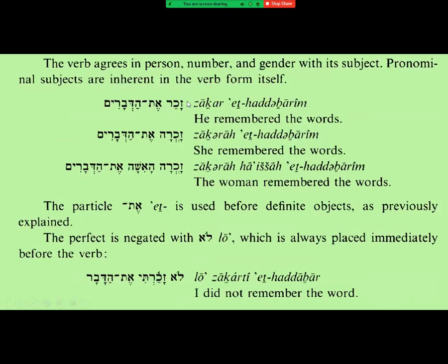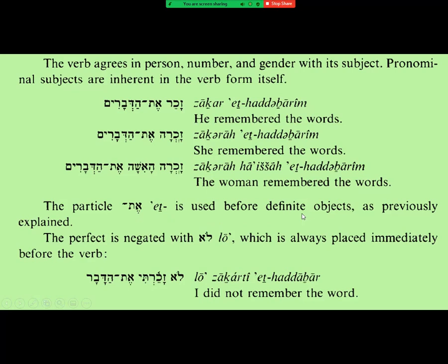So for example, zakar, he remembered. Et hadevarim, so he remembered the words, versus zakra, she remembered. Et hadevarim, she remembered the words. Or zakra ha'isha, so the woman remembered. Et hadevarim, the woman remembered the words. And again, the particle et is used before direct objects, as we've talked about before.